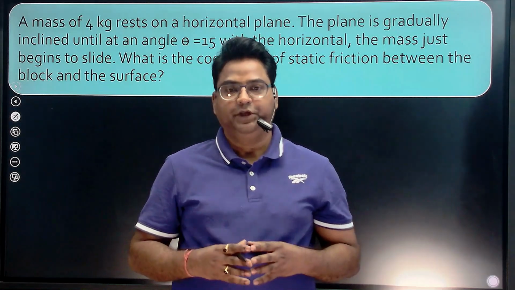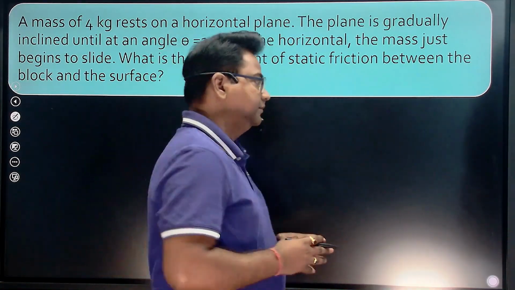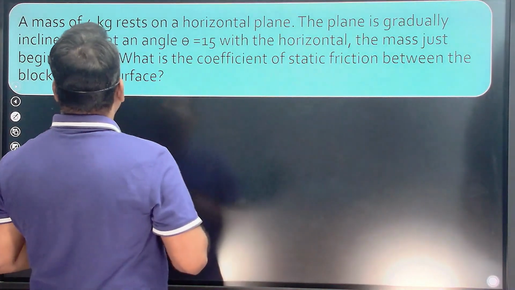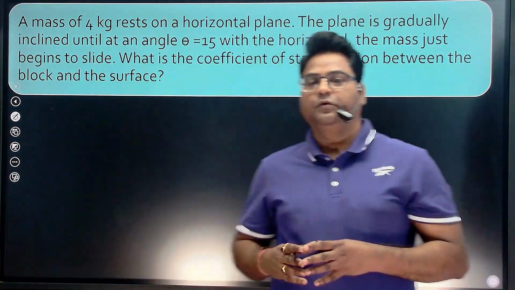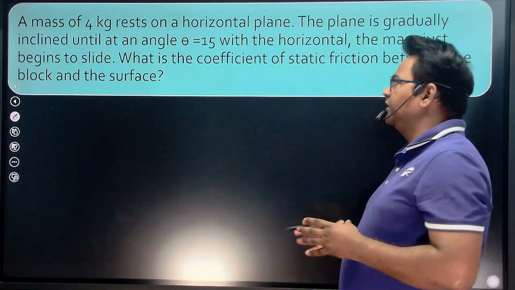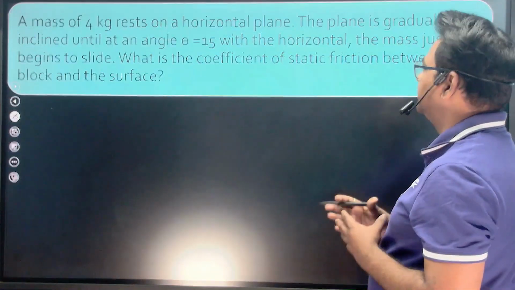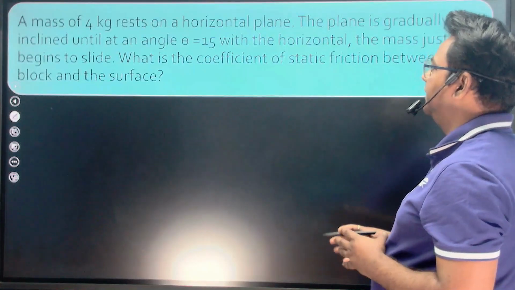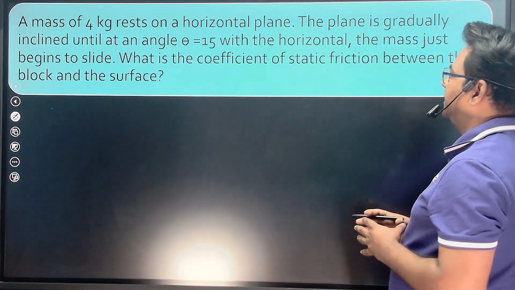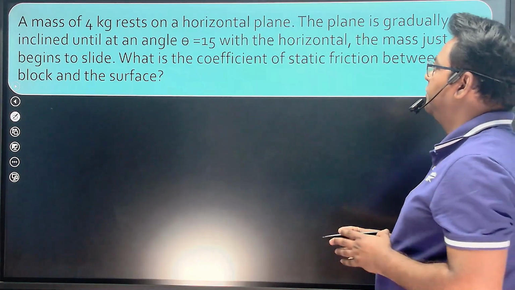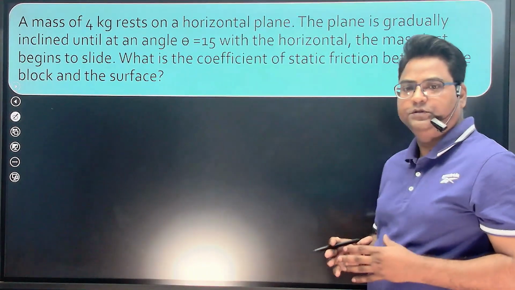Because we have studied friction, let's solve some numericals. So the question is given. What is the question asking? A mass of 4 kg rests on a horizontal plane. The plane is gradually inclined until at an angle theta equal to 15 degrees with the horizontal, the mass just begins to slide. What is the coefficient of static friction between the block and the surface?